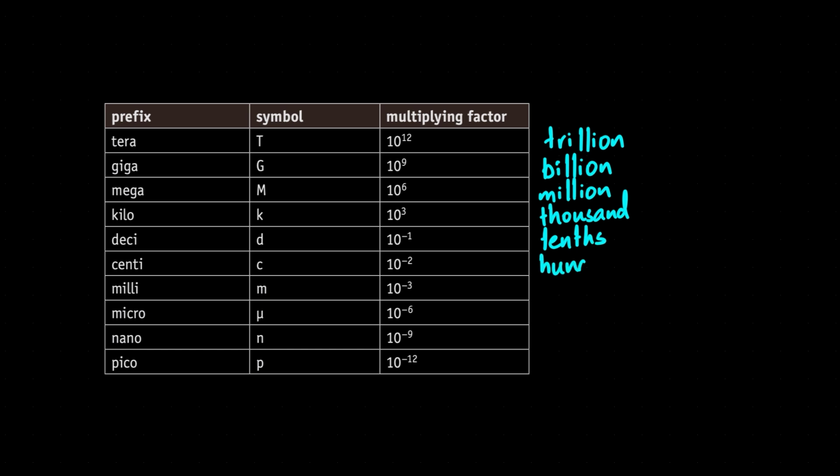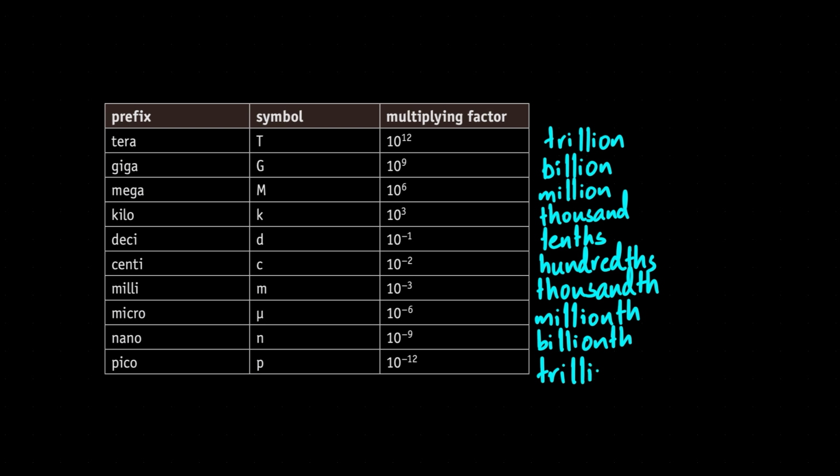Centi is hundredths. Then milli is thousandth, so 1 out of 1,000 pieces. That's what this means, thousandth. And micro is a millionth. And nano is similarly a billionth. And pico being the trillionth. So this is what each of these values really mean.